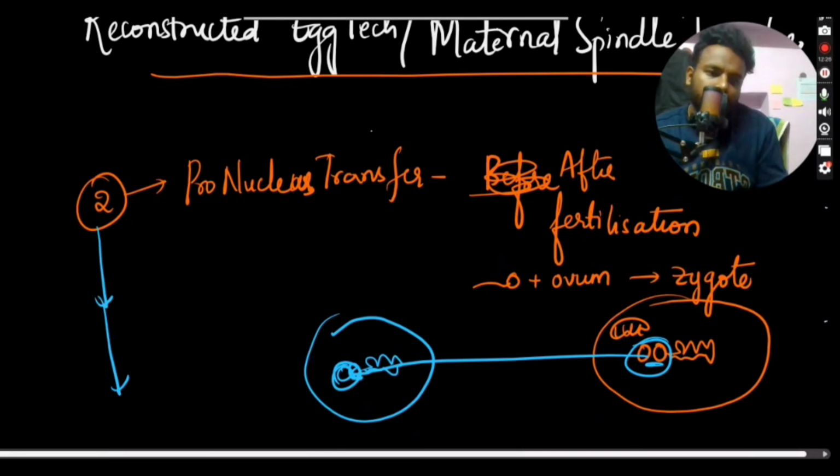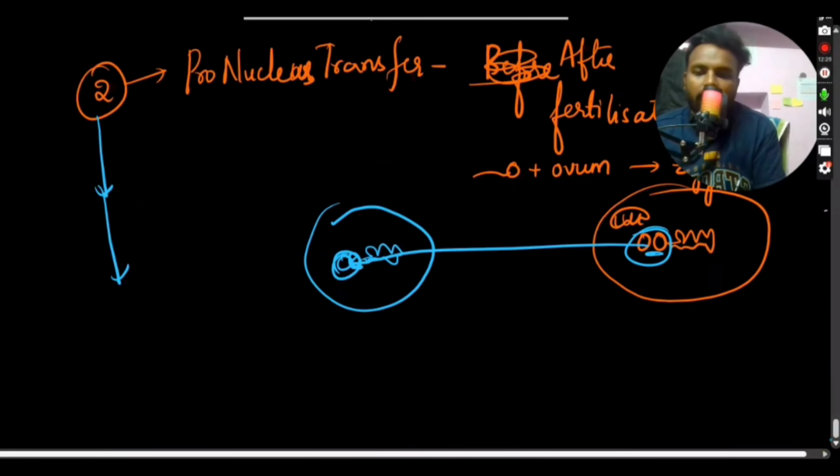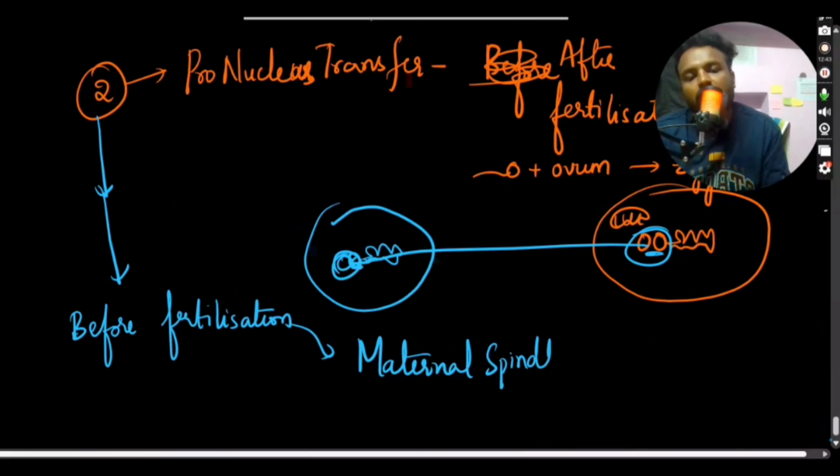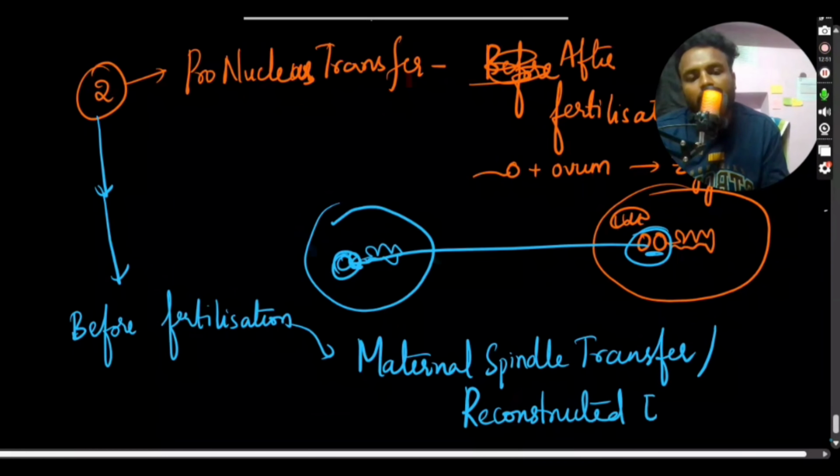The second can be done before fertilization, and this method is called maternal spindle transfer, or it is also called reconstructed egg technology.